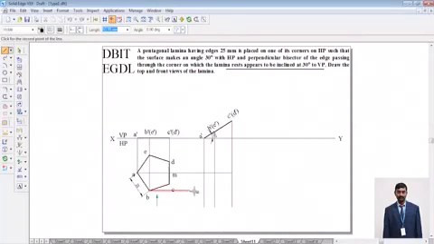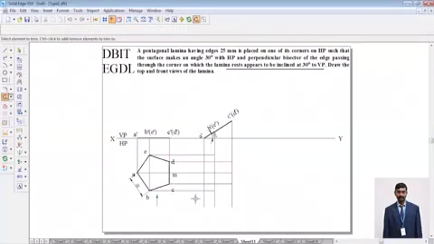Next, B. The projection of B, the projection of E with the same projection line, and C and D. C and D to the next projection line. Now using the trim command, I'm going to remove the extra lines.